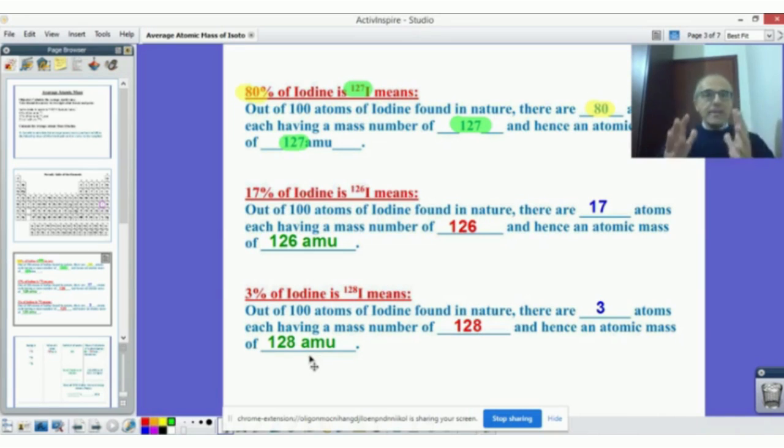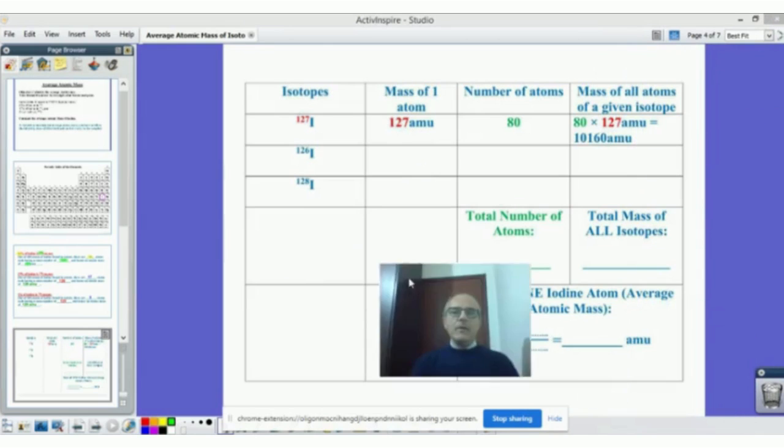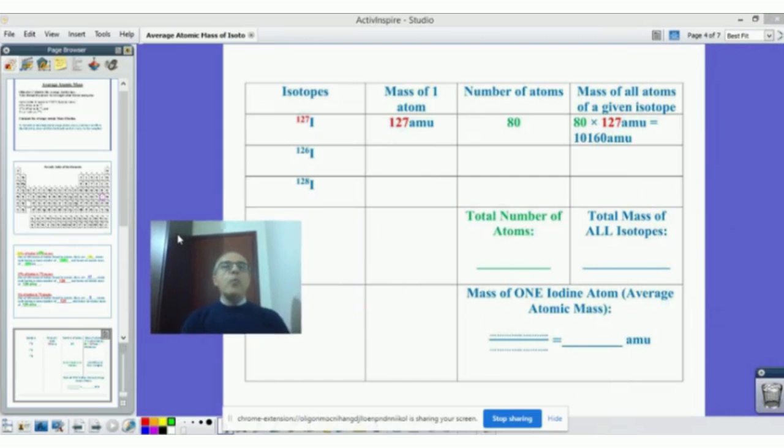So first, I need to understand the meaning of the percentages. What do we mean by 80%, 17%, and 3%? These are the percentages of abundance of iodine in nature. After understanding the meaning of these percentages, we are ready to go to the next step on the next page. So this is a table that will allow me to work with these percentages and work with these atomic masses.